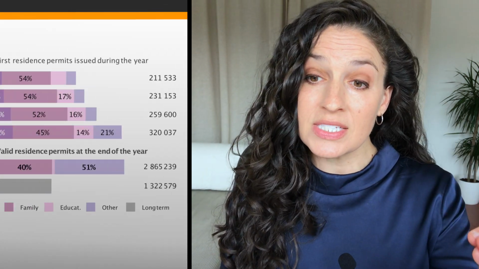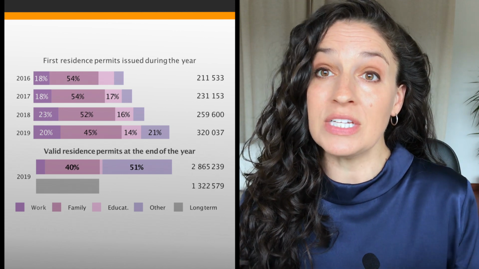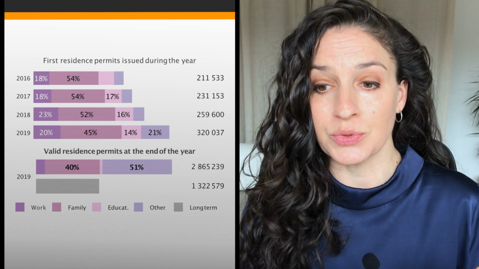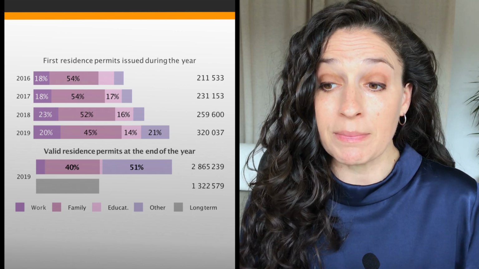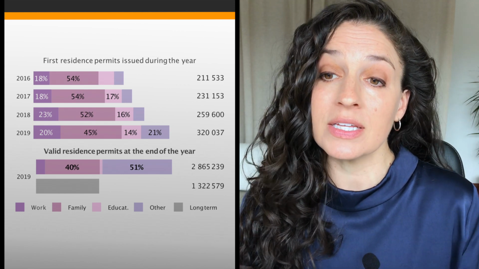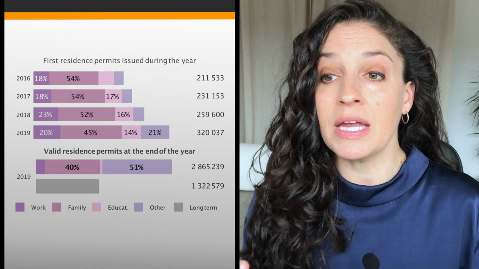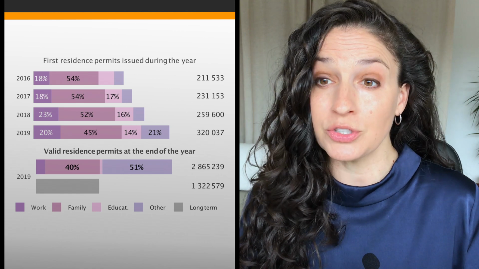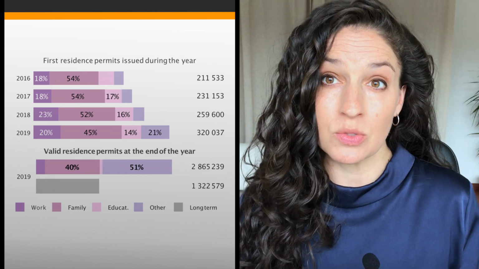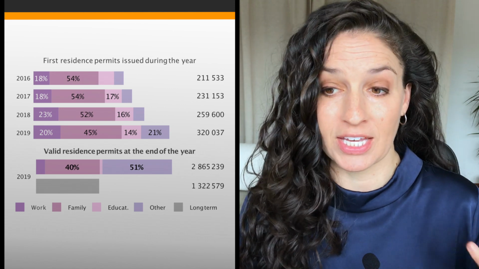If we also turn now to first residence permits, we can look at the differences between 2016 and 2019 as to the reason the first residence permit was issued. And this could be work, family, education, or other reasons. And what you can see very clearly between 2016 and 2019 is that the main first residence permits that were issued were based on family reasons. So this is mainly family formation or family reunification.